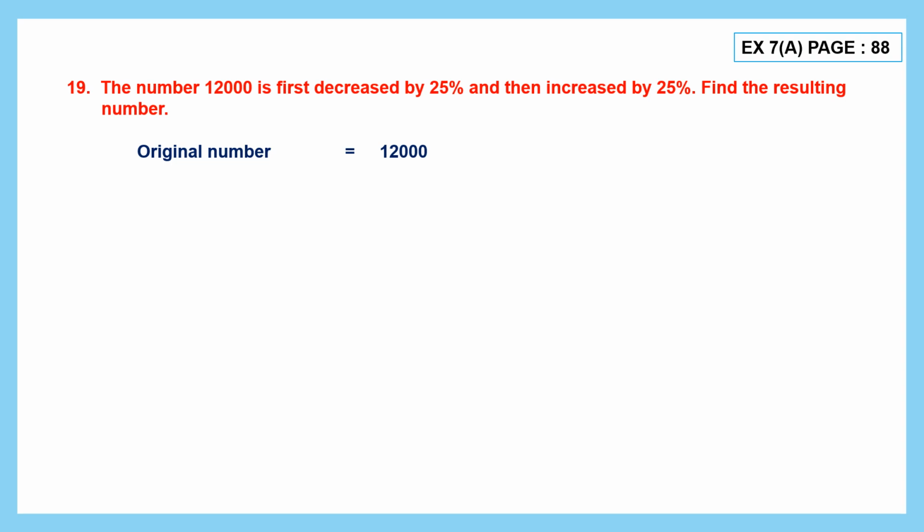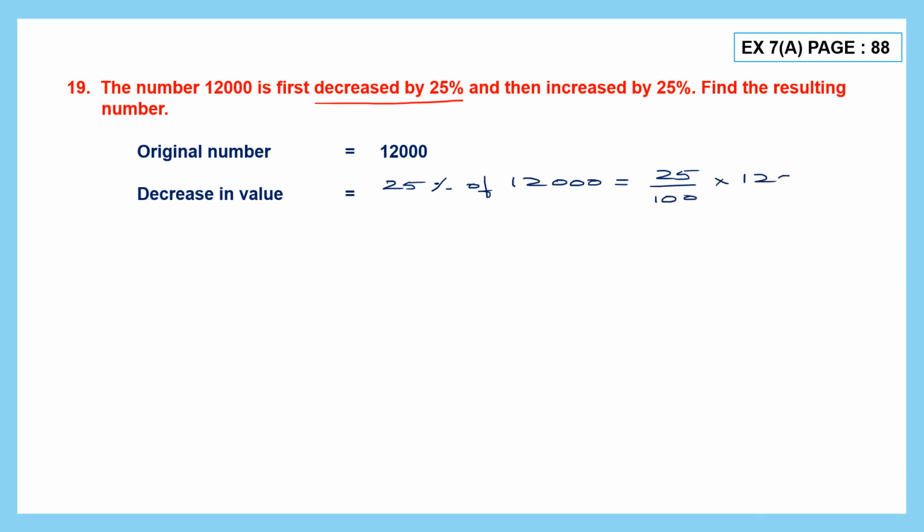So let's first write the original number, decrease in value. So first here, as you can see, it is decreased by 25%. So that is 25% of the original value, which is 12,000. So this will become 25 by 100 into 12,000. So here also we can do the cancelling. Now here I can cancel this, and I can cancel this and 12,000. So this becomes 3,000. So the decrease in value is 3,000. So we found the decrease in value.